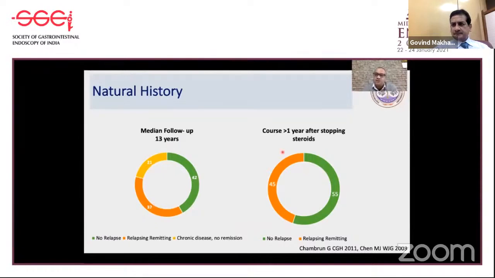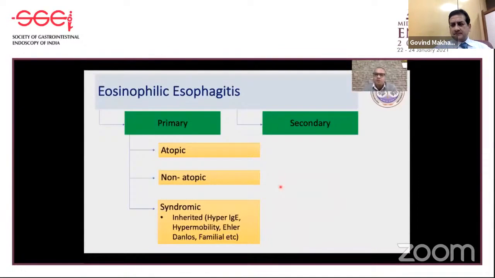Now, in patients one year after stopping steroids, you can see that around 45% had some form of relapse. Now, we'll briefly also talk about eosinophilic esophagitis, which we are much more likely to encounter in clinical practice. Apart from the secondary causes of eosinophilia in the esophagus, which we have already talked about, the primary eosinophilia could be associated with atopy or may not be associated with atopy, but a small number could have a syndromic diagnosis like Ehlers-Danlos or some familial form of eosinophilia.